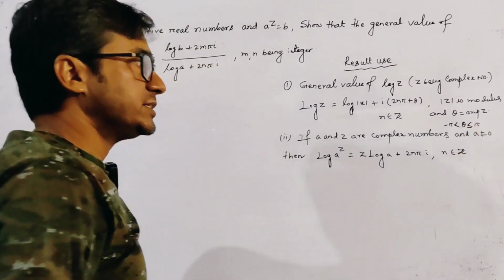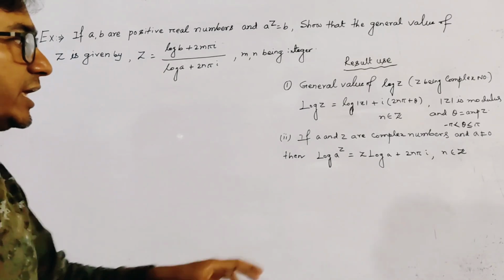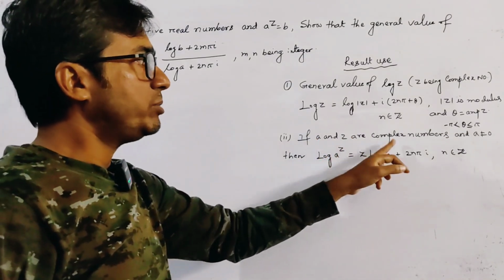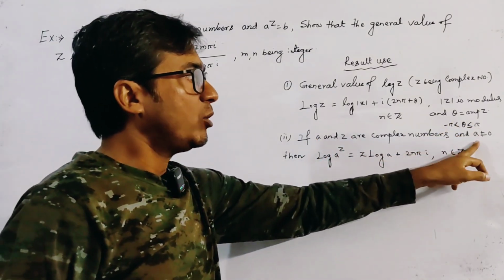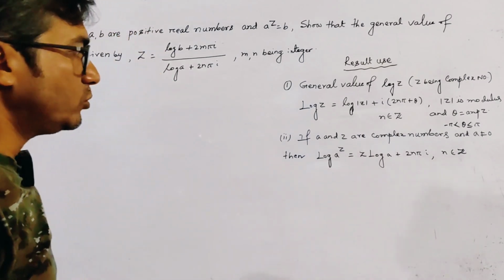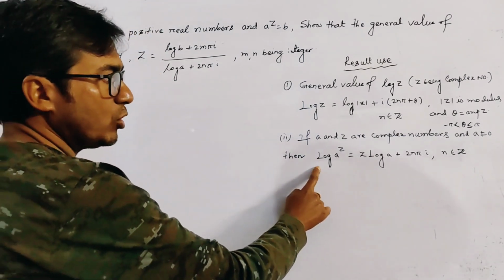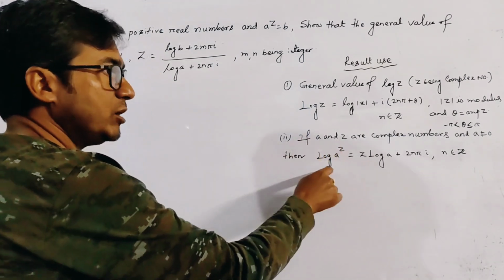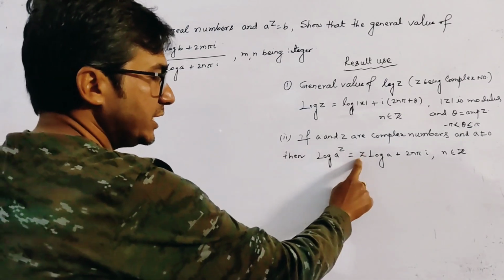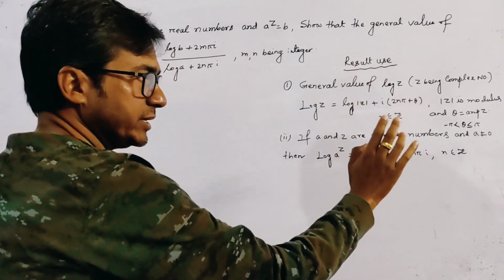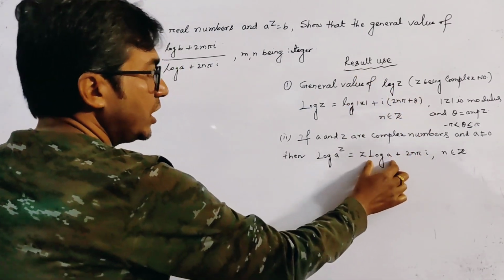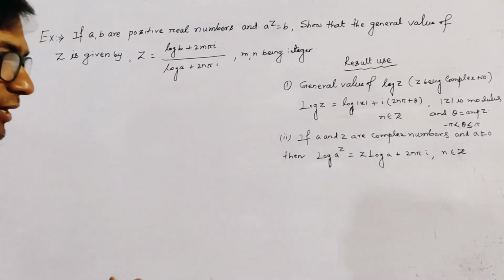The second result is: if a and z are complex numbers and a is obviously not equal to 0, then we can write capital Log of a to the power z, that is the general value of a to the power z, as z into (log a plus 2n pi i). Here also log a is the general value.